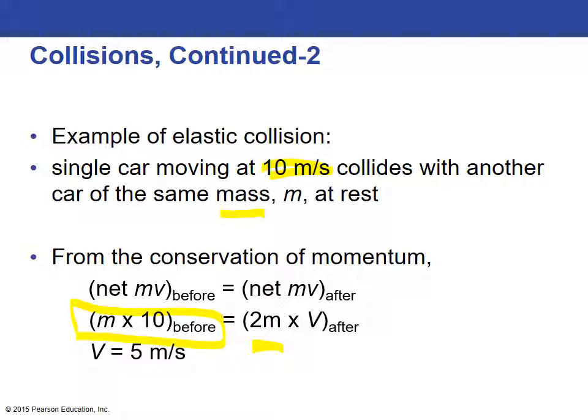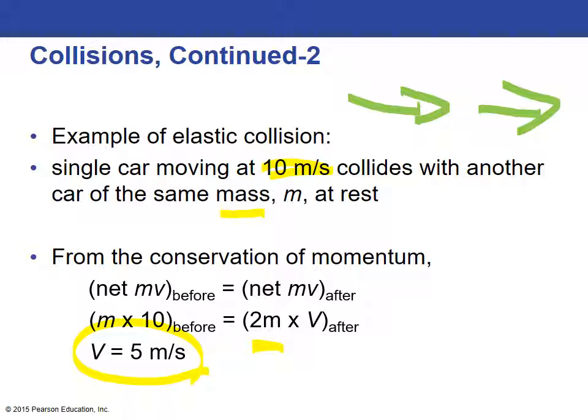What they don't tell you in this problem is that these cars are going in the same direction. So after the collision, when the mass is doubled, it's some new velocity, and when we do the algebra, our after collision velocity is 5 meters per second. Another easy way to look at it is that the velocity of the original car has gone down by half when its mass has doubled.